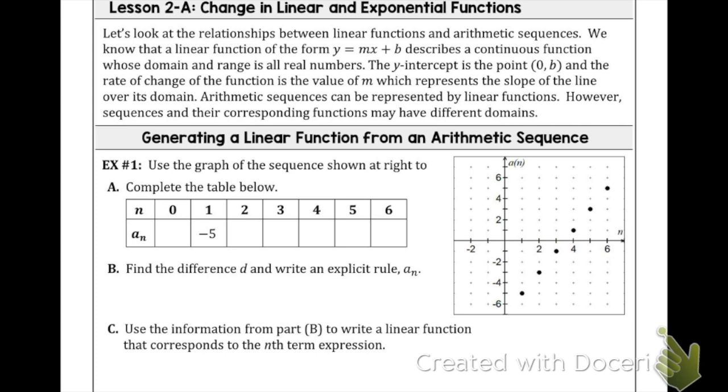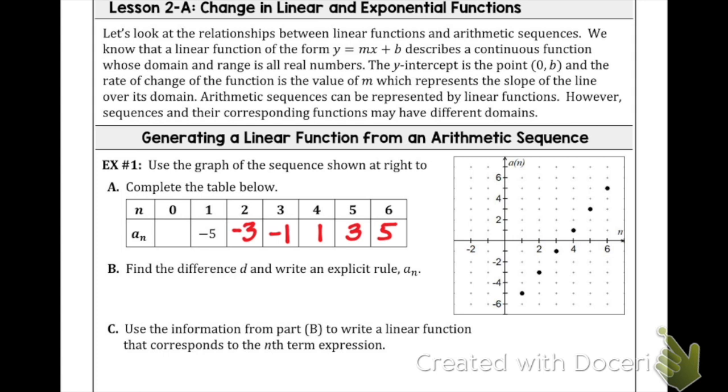So looking here at example 1, we're going to use the graph of the sequence shown on the right to complete the table below. So we have the point (1, -5). We have the point (2, -3). At 3, my y is -1. At 4, my y is 1. At 5, we're at 3. At 6, we're at 5. So I'm just pulling the ordered pairs from there.